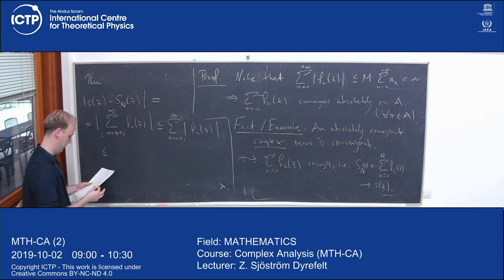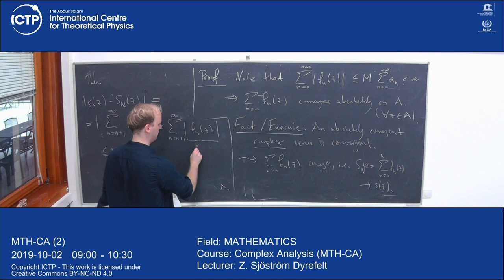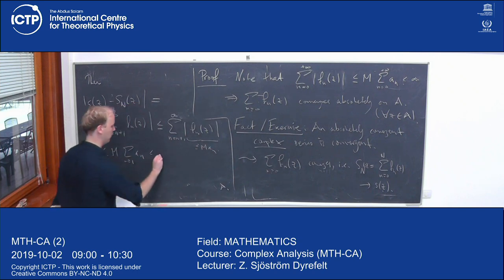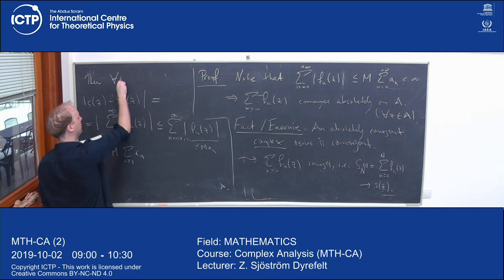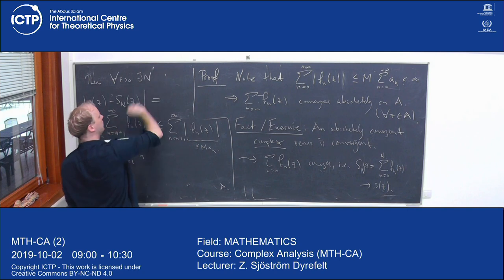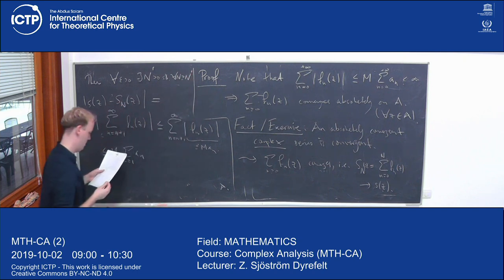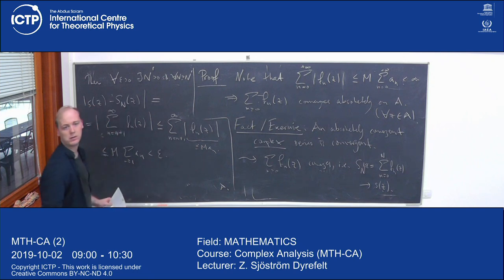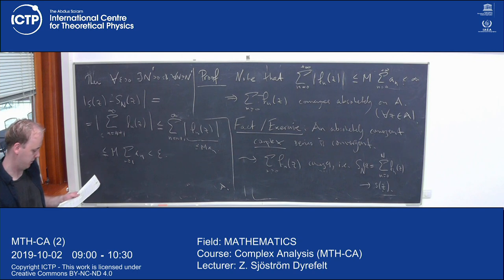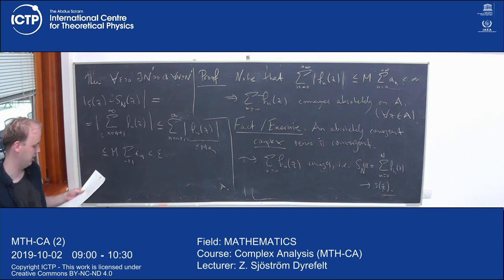And then, again, you remember the hypothesis that this is less than or equal to m times the sum of an, because each such thing was less than or equal to m times an. And this was assumed to converge. But what does it mean that this converges? It means that for any epsilon, there exists some n prime such that for any n greater than this n prime, we have this sum less than epsilon. And of course, this last step is because this sum is convergent by hypothesis. This was part of what we asked in the theorem.